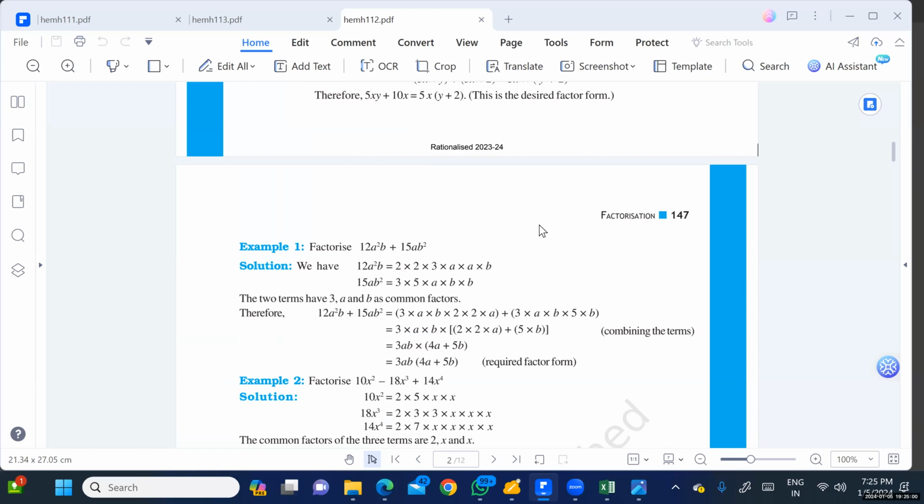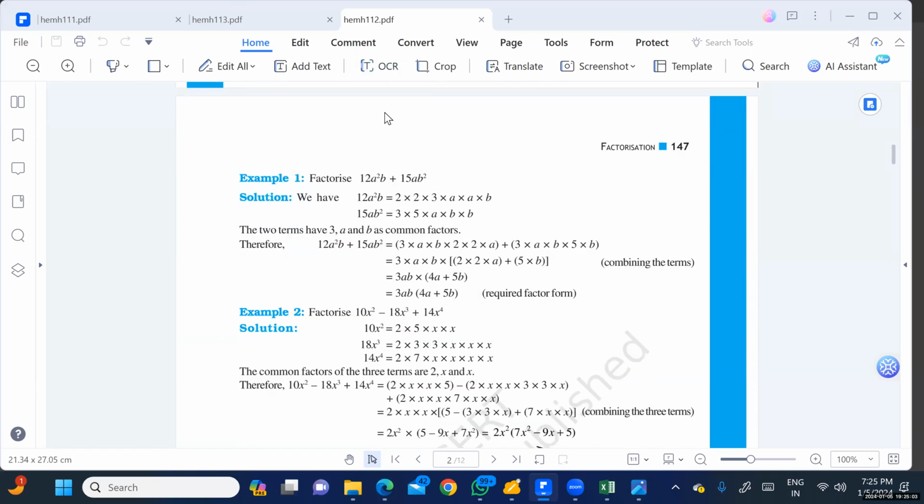I would appreciate that. Now, let's factorize this: 12a square b plus 15 ab square. Let's say 12a square b. Okay, let's further break this. 2 into 2 into 3, that is 12, the prime factors. A into A and B. This we know, we can easily break this. 15 ab square is 3 into 5 into A, B into B.